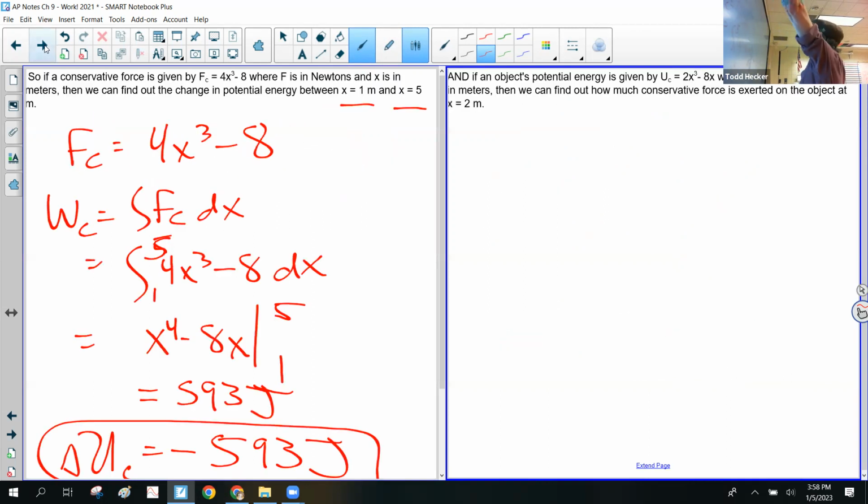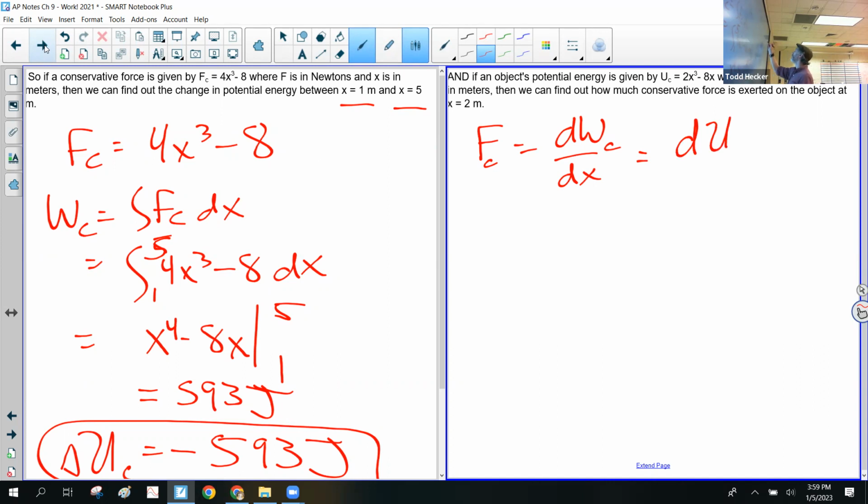All right. So that's a pretty common type of problem. Right? Let's go the other way. Suppose I give you the potential energy equation. So this one takes a little bit of mathing, I guess. So I know that force is the derivative of work with respect to position, which means my conservative force is the derivative of the conservative work. That's equal to the derivative of the potential energy, opposite sign though, right? With respect to position.